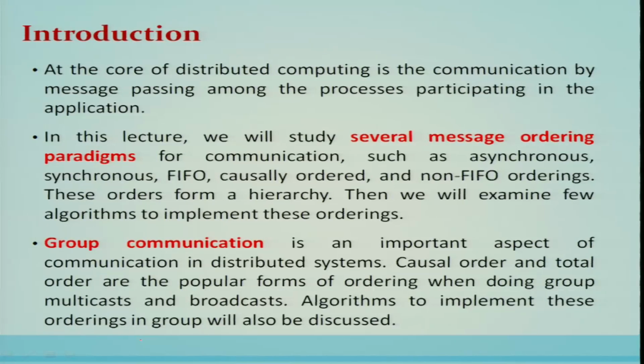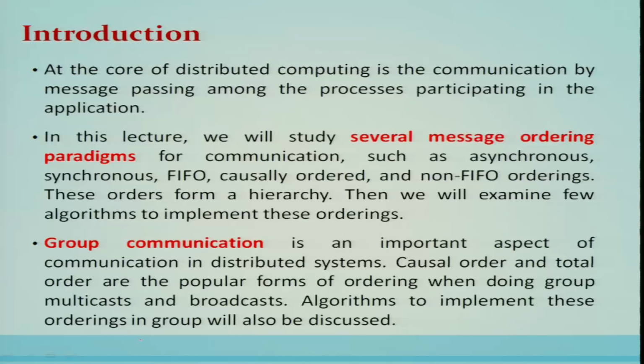Group communication is an important aspect of communication in a distributed system. Causal order and total order are popular forms of ordering when doing group multicast and broadcasts. Algorithms to implement these orderings will also be discussed.